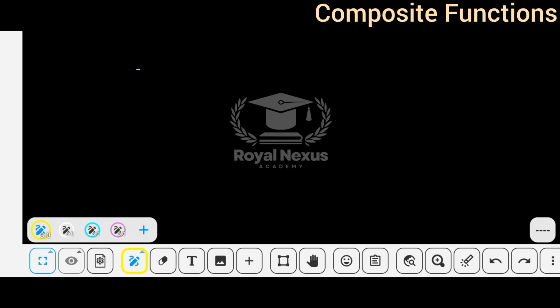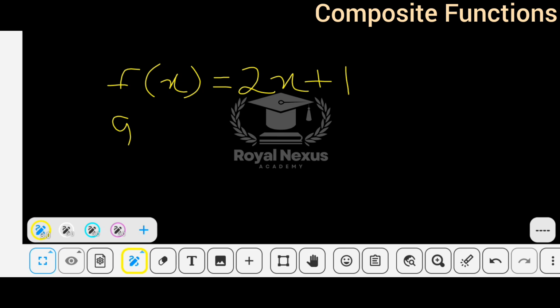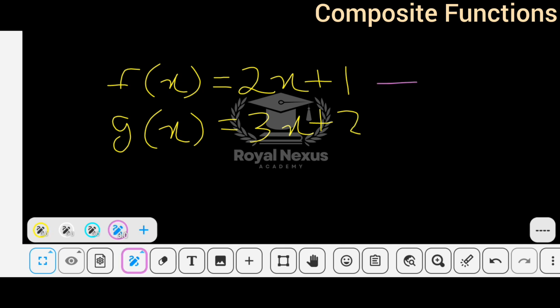So what are composite functions? A composite function is basically a function of a function. For example, f of x is equal to 2x plus 1. So this is one function, 2x plus 1. Now another function is g of x is equal to 3x plus 2. So here in this case you have two functions. This is function number 1 and this is function number 2.